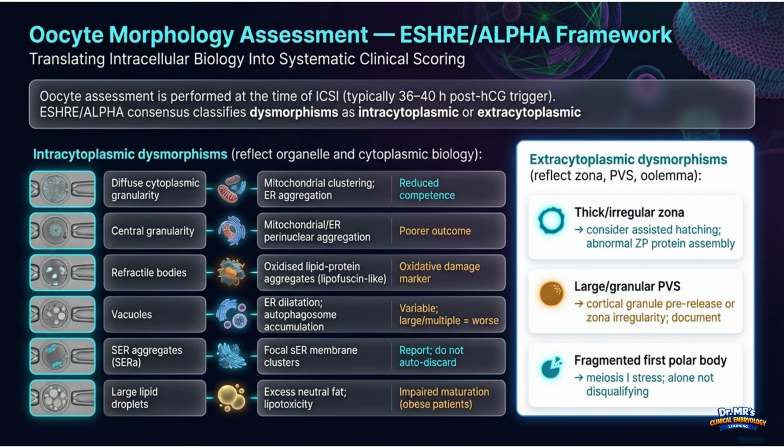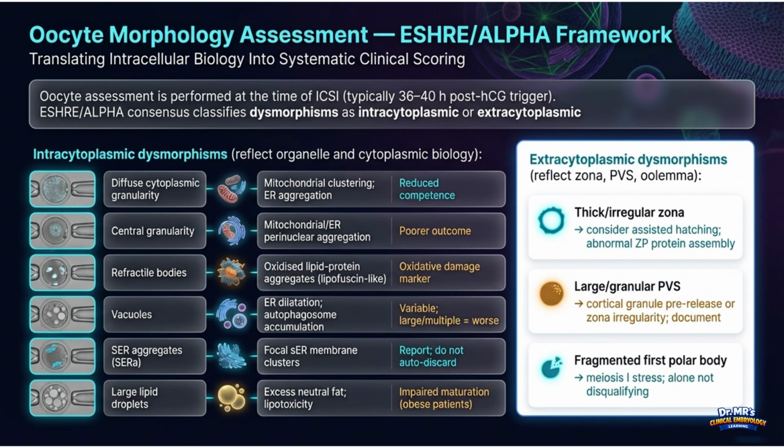SARA stands for smooth endoplasmic reticulum aggregate. It is a large, flat, disc-like clustering of smooth ER tubular networks. Functionally, the smooth ER is the cell's calcium vault. So SARA represents a spatial misallocation of calcium stores. Which sounds bad because calcium is the master trigger for fertilization. It is a dysmorphism. It suggests a mild disruption in calcium homeostasis. However, the data proves that in the vast majority of cases, the oocyte's overall calcium release machinery is robust enough to compensate for this localized clustering.